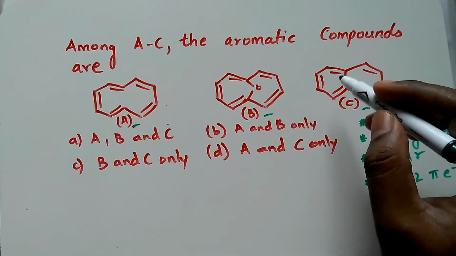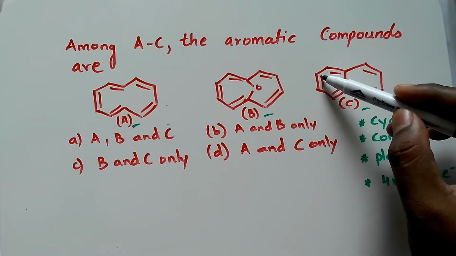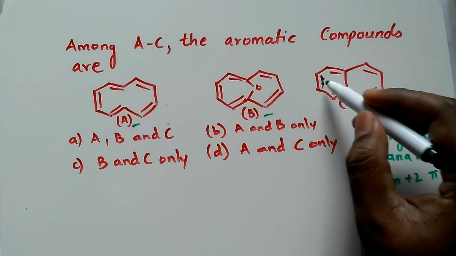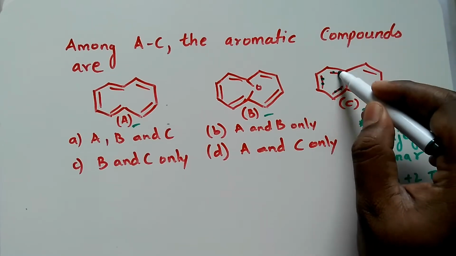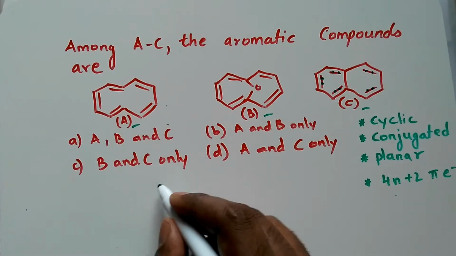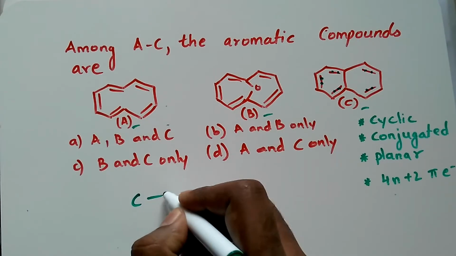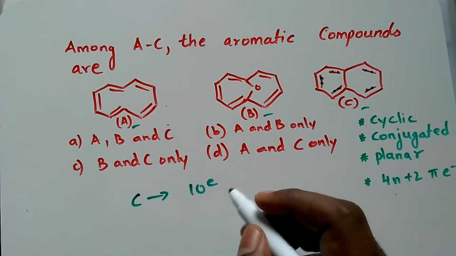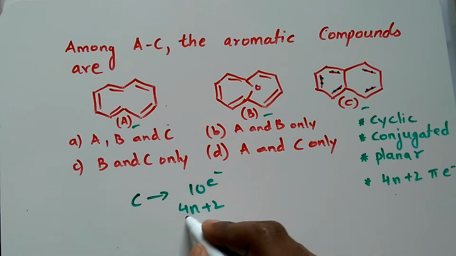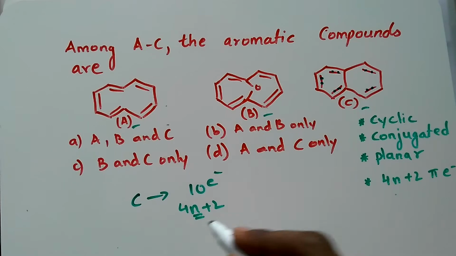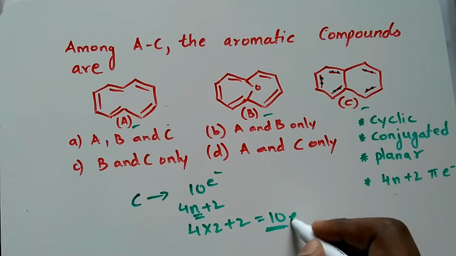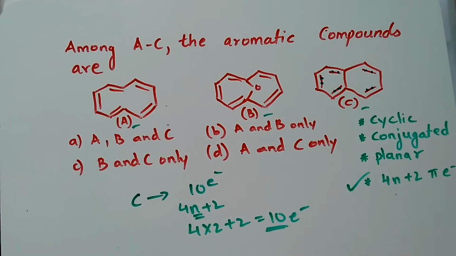I'll start with C. Each bond consists of 2 electrons, that we should know. Counting 2, 3, 4, 5, 6, 7, 8, 9, 10, so there are 10 electrons. For C, we are having 10 electrons. We are having 4n plus 2. If I substitute n with 2, 4 times 2 plus 2 equals 10. So this number is matching, and this rule is satisfied.